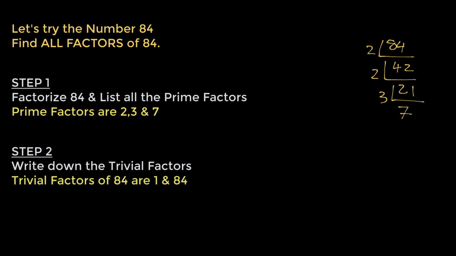Step 2, write down the trivial factors. Trivial factors are silly. We have learned that every number has at least 2 factors. Even prime numbers have 2 factors, 1 and that number itself, isn't it? They are called trivial factors. So we need to consider that also. In this case, 1 and 84 are the trivial factors for this number 84.